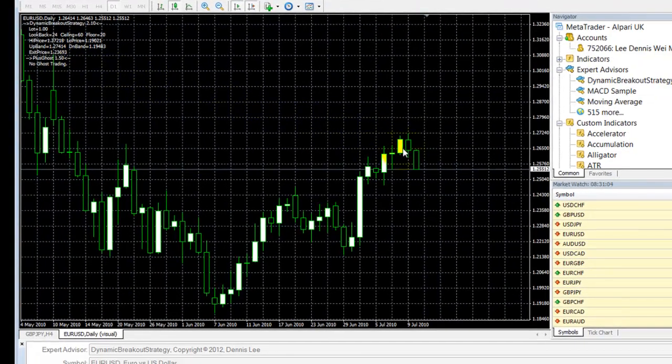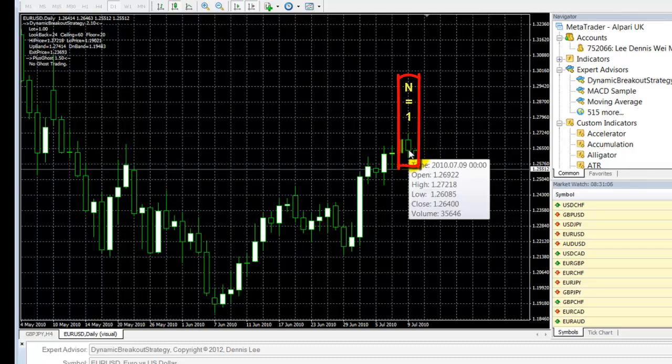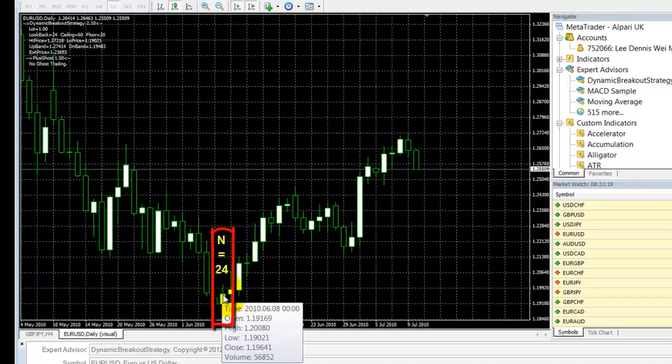The rightmost bar is bar 0, the previous bar to the left is 1, the high of this candle is the highest high of the last 24 bars. The next bar to the left is 2, followed by 3, and so on. At N equal 24, we find that the low of this candle is the lowest low of the look back period. As N increases, the number of bars included in the calculation increases, which means that it becomes more difficult to open a trade.